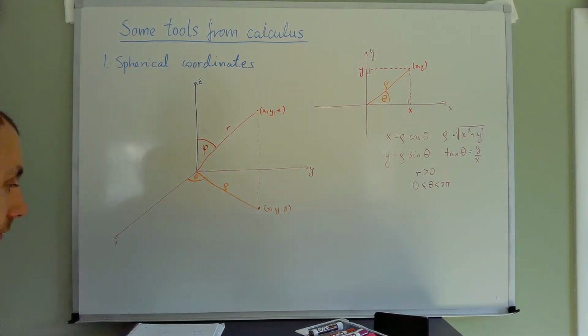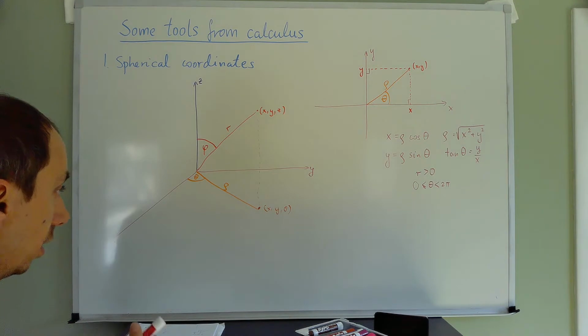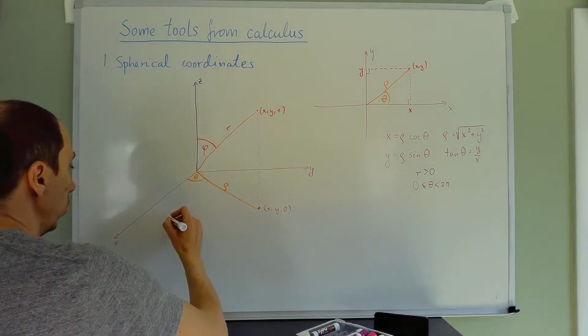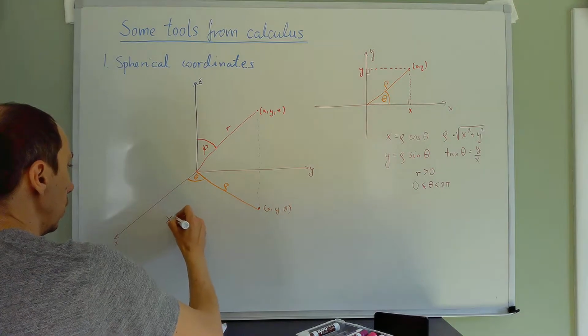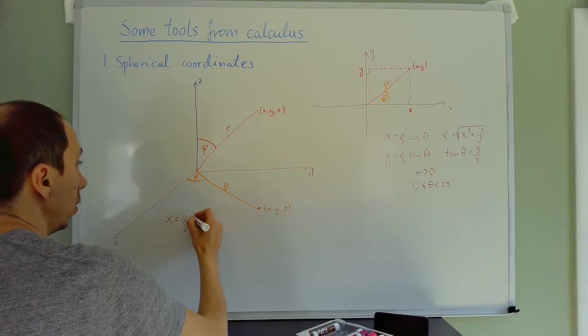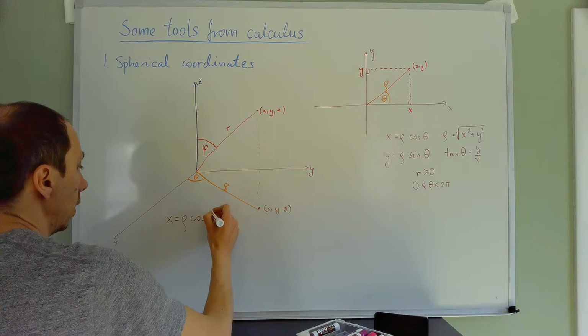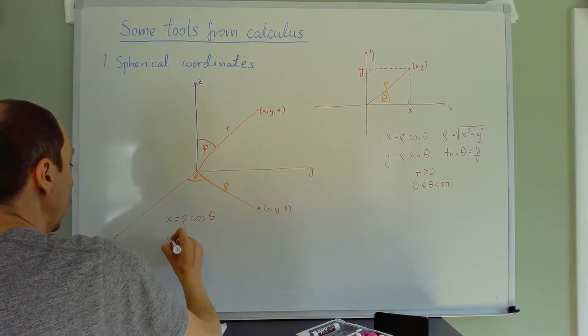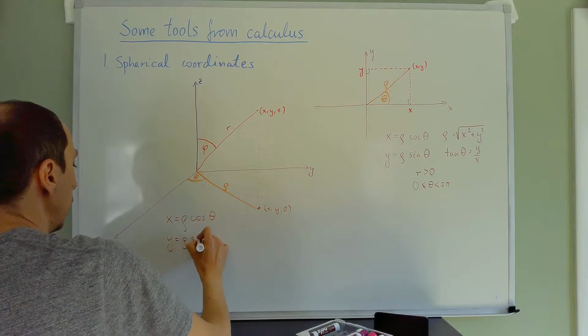Okay, so how do we get these coordinates? So what is x? Well, I can use the polar coordinates for x. So x is rho cosine theta, just using the polar coordinates, and y is rho sine theta.